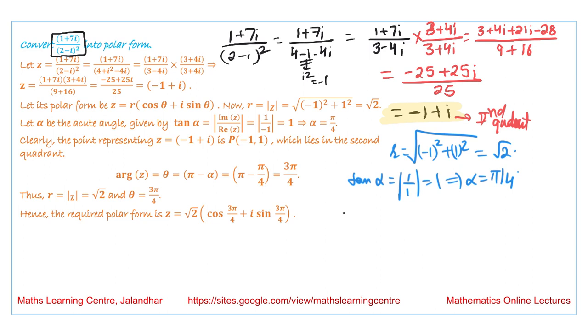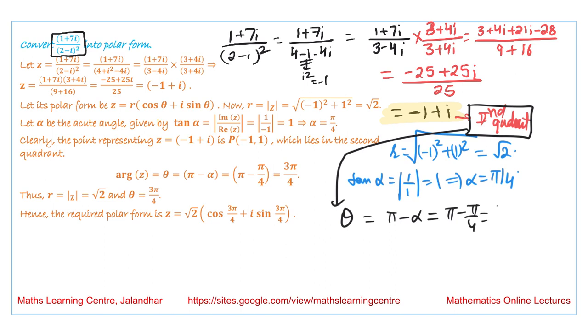The value of theta, as this number is lying in the second quadrant, will be equal to pi minus alpha, that is pi minus pi by 4, that is equal to 3 pi by 4. So the polar form of the given number will be square root 2 into cos of 3 pi by 4 plus iota sine of 3 pi by 4.